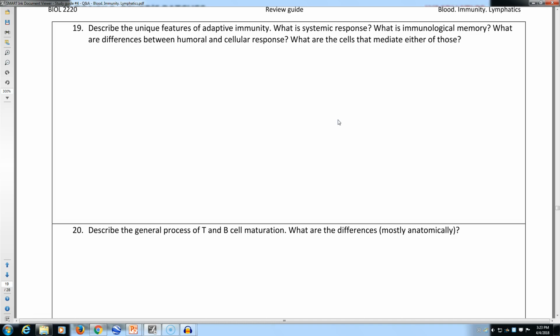So in the first case, you're fine. There's a little redness here. That's local. That's innate immune response. In the second case, your entire body hurts. That's systemic response. Make sense? See the difference? Immunological memory. Self-explanatory.